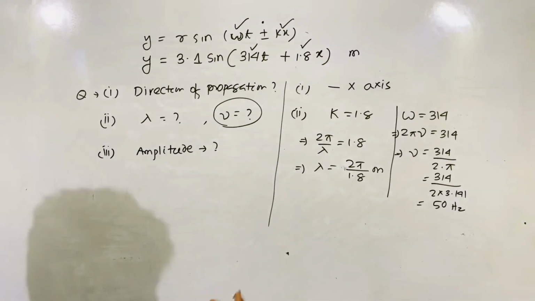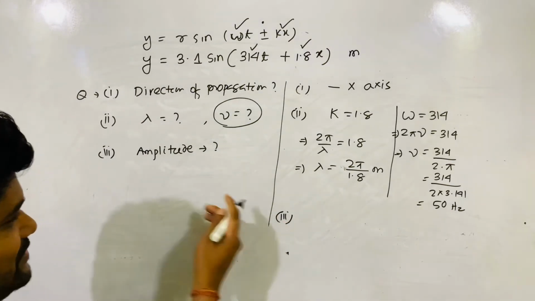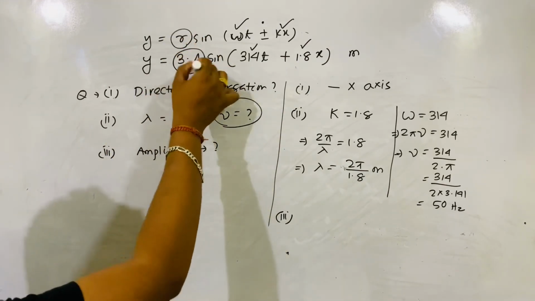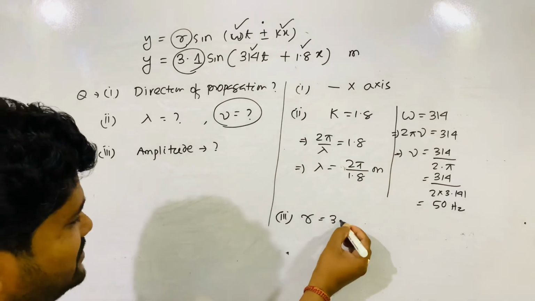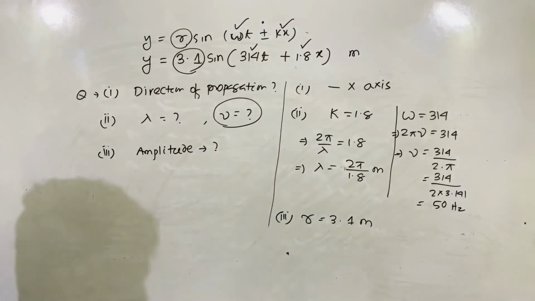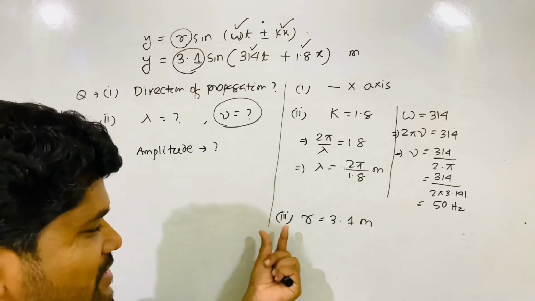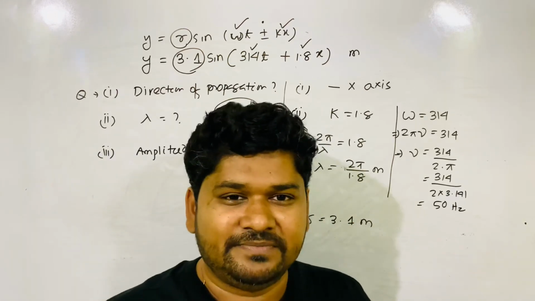Got it? Then the third bit is the amplitude. Amplitude is very simple. What is the amplitude? It's r. This is 3.1. So r, the amplitude, is 3.1 meter. This is the amplitude.